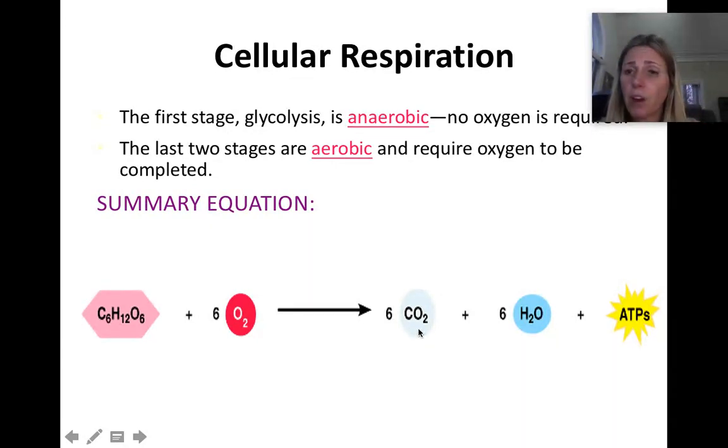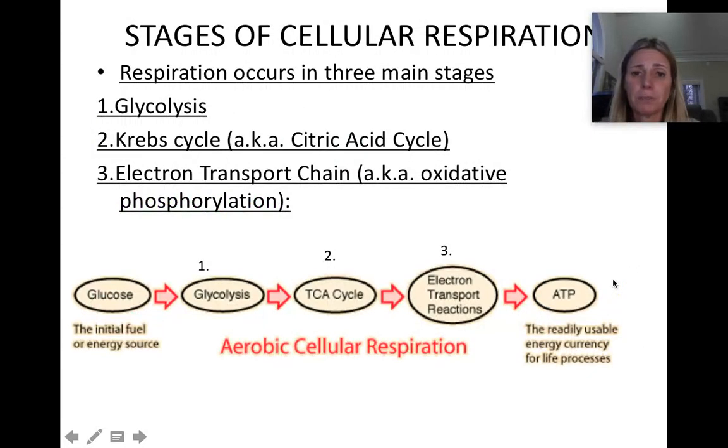And then we have our carbon dioxide and our water as waste. And of course, we have multiple ATPs being made through that process. Here comes the hard part. So respiration occurs in three main stages. You have one, glycolysis, two, Krebs cycle, also known as the citric acid cycle, and then finally our electron transport chain, also known as oxidative phosphorylation. So that's a mouthful. I'm always going to refer to it as ETC. And when you get into chemistry or AP Bio, you will learn it as oxidative phosphorylation.